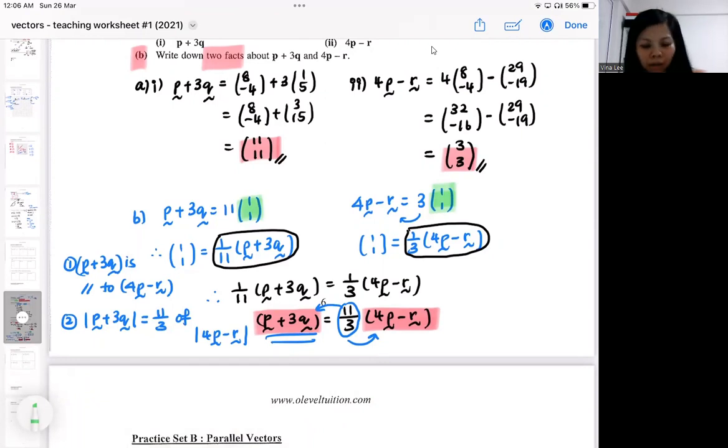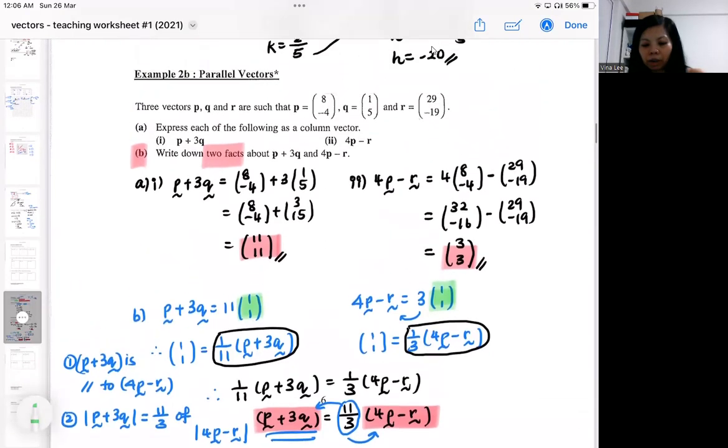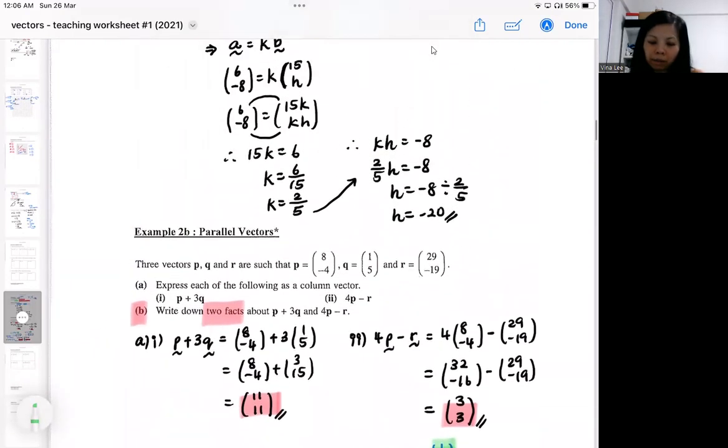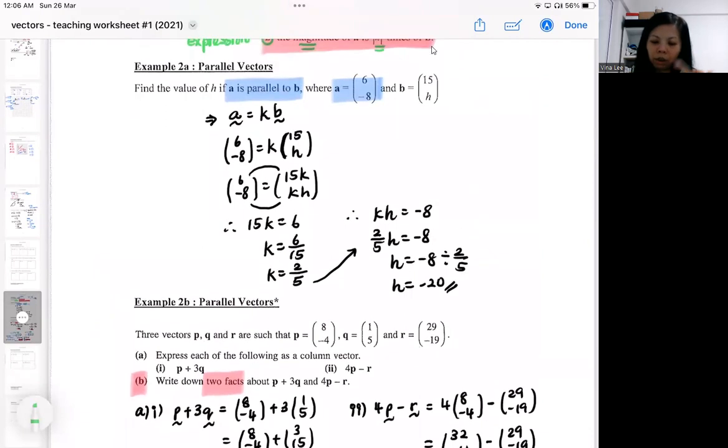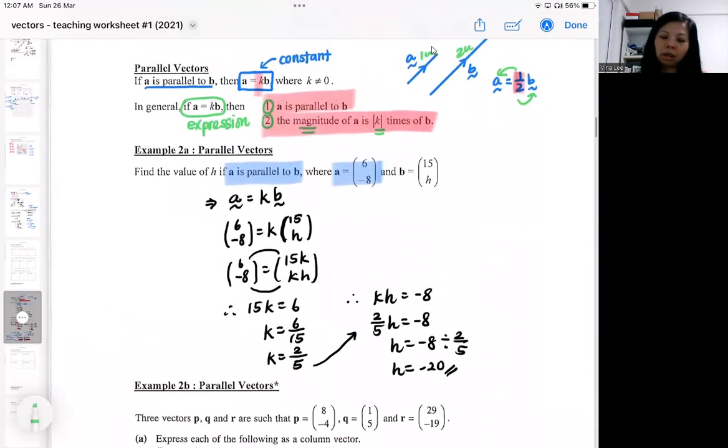Sometimes this is the very indirect one. Sometimes you can tell from the vectors how many times of each other they are. This one is very important. In your E-Math Paper 1, they will be asking you for 2 facts, and each fact will be 1 mark. That's one of the important concepts in vectors: parallel vectors.